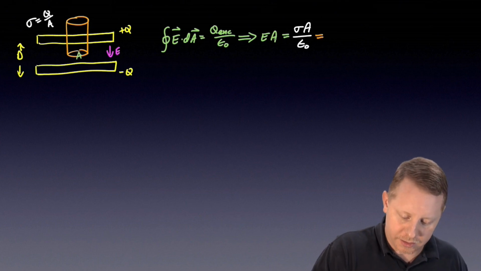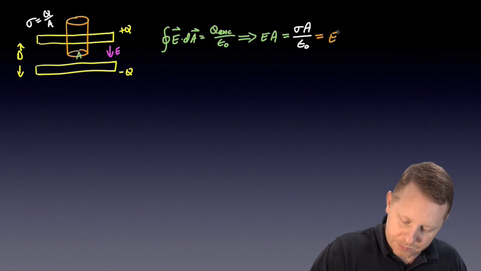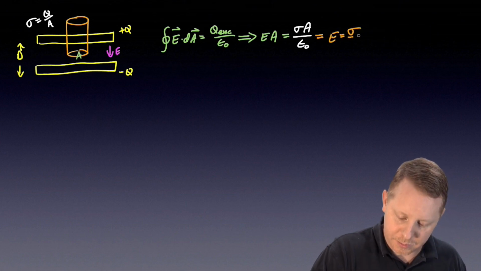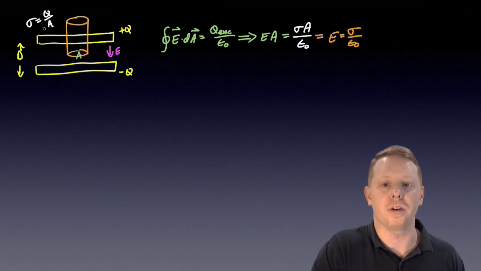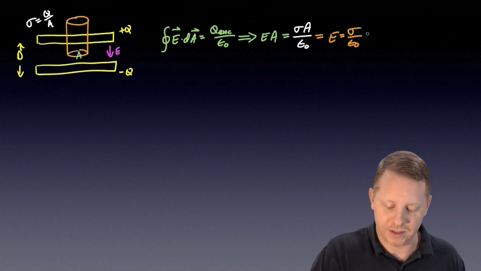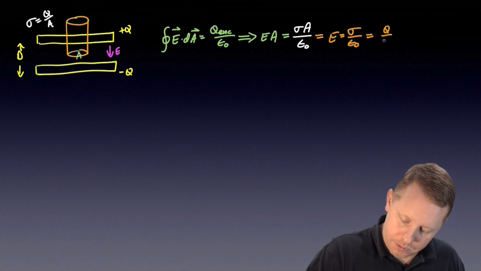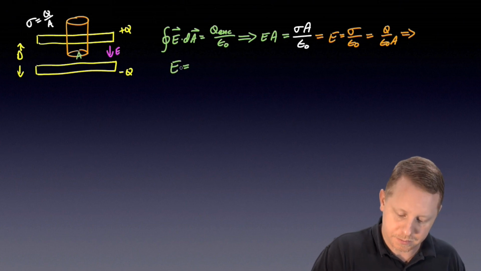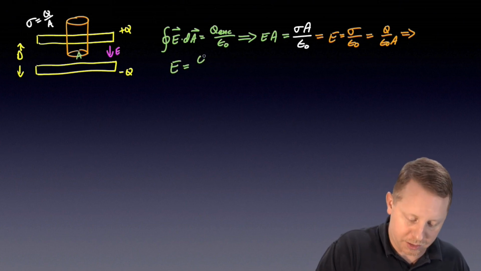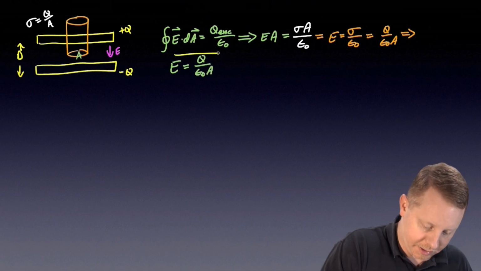So, looks like we can divide the A out of both sides, and I come up with an electric field that is sigma over epsilon naught. But we just said sigma was Q over our total area, our surface charge density. So sigma equals Q over A, so E equals sigma over epsilon naught, which is Q over epsilon naught A. So for our final answer here, the electric field between the plates is just going to be Q over epsilon naught A.